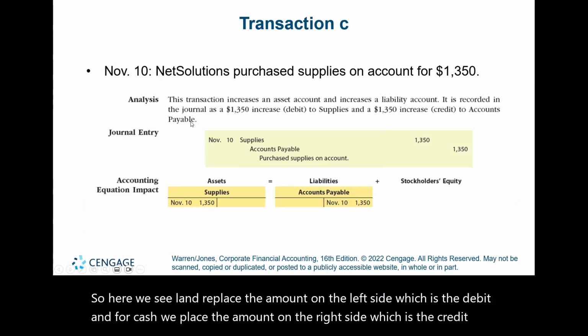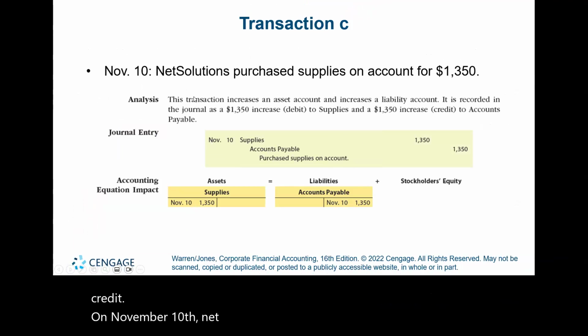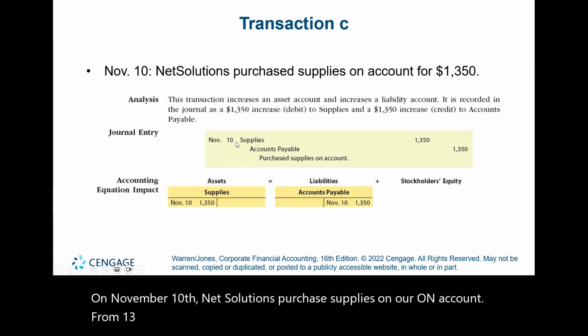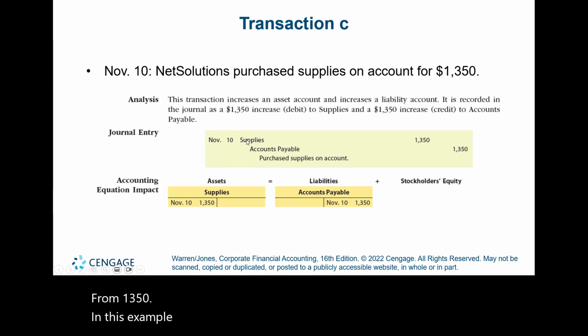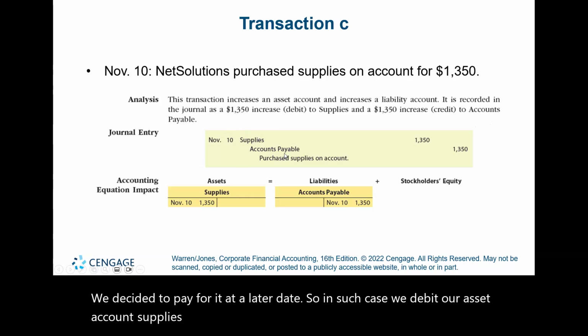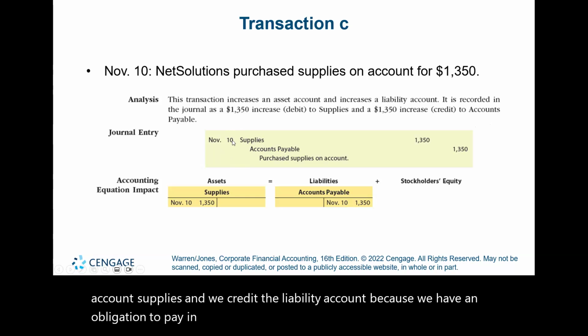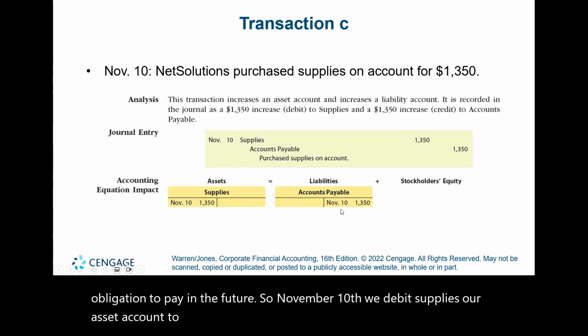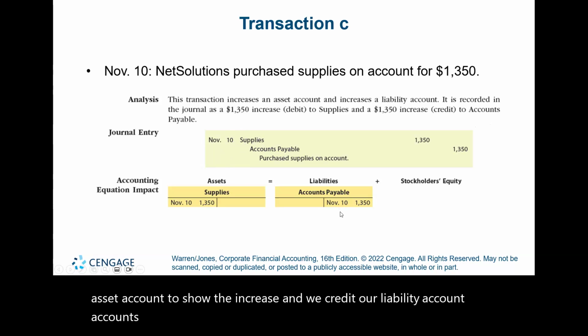On November 10th, Net Solutions purchased supplies on account for $1,350. In this example, we purchased an asset, but we didn't pay for it right away. We decided to pay for it at a later date. So in such case, we debit our asset account supplies and we credit the liability account because we have an obligation to pay in the future. So November 10th, we debit supplies, our asset account, to show the increase, and we credit our liability account, accounts payable, to show the increase.